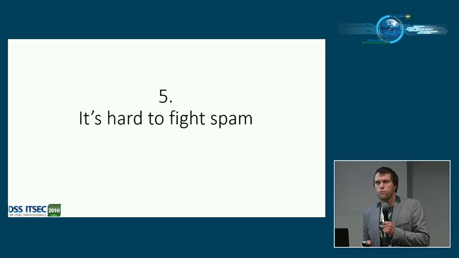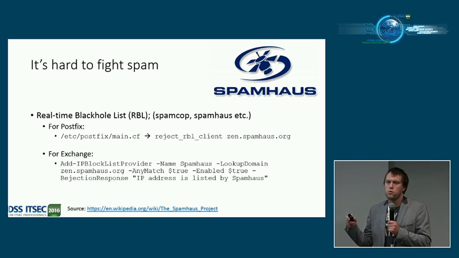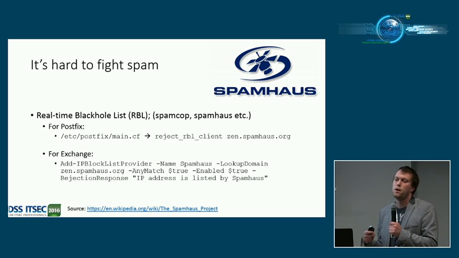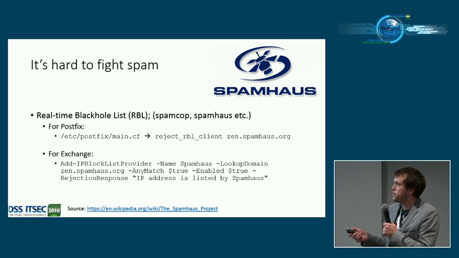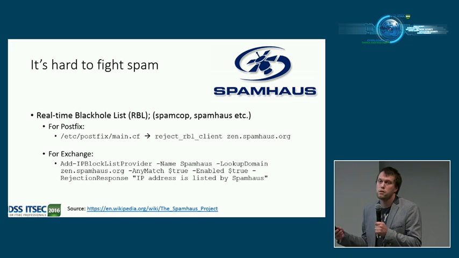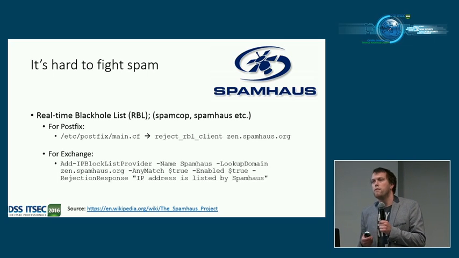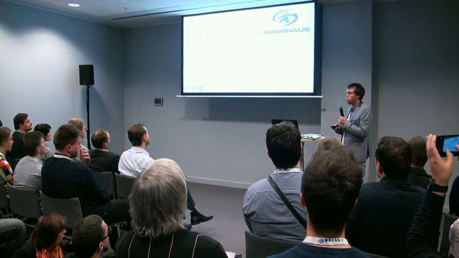Okay, now about spam. It's hard to fight spam. In this presentation, I wrote about three options for how to fight spam, and this is one of them: just add your mail server to check the incoming mails against blacklists. The way it works is actually quite simple. You just have to add one line to your Postfix configuration, or if you have Exchange, also one line only, and it will check your incoming mails against the blacklists. There are actually a lot of publicly available blacklists on the internet. You can find those that fit your needs, and it will get better.